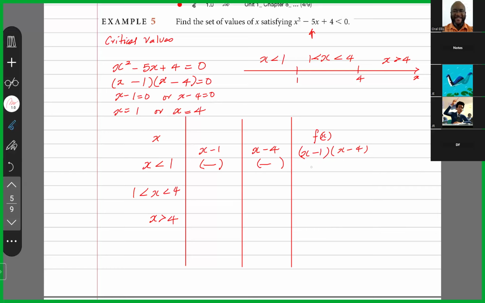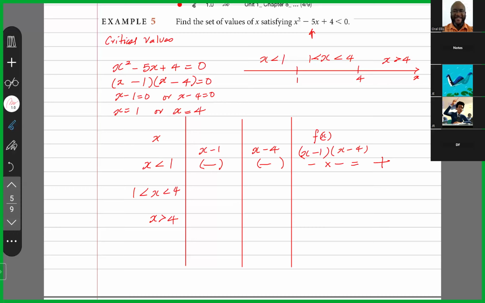So x minus 4 is negative. x minus 1 is negative. A negative and a negative would be positive. So for x less than 1, this is a region on your graph where f of x is what? Positive.